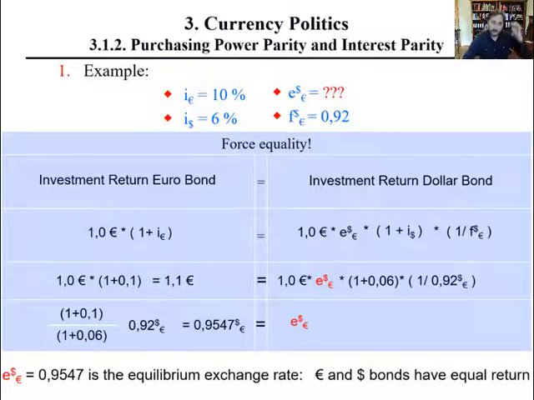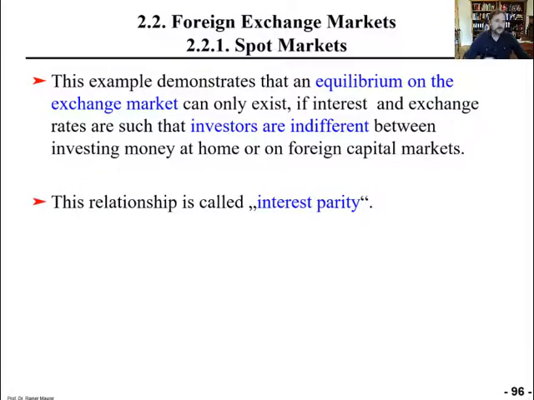This is the equilibrium exchange rate. At this exchange rate here, euro and dollar bonds have the equal return. Whether measured in euro or in dollar plays no role. This example demonstrates that an equilibrium on the exchange market can only exist if interest and exchange rate are such that investors are indifferent between investing money at home and on foreign capital markets. This relationship is therefore called interest parity.